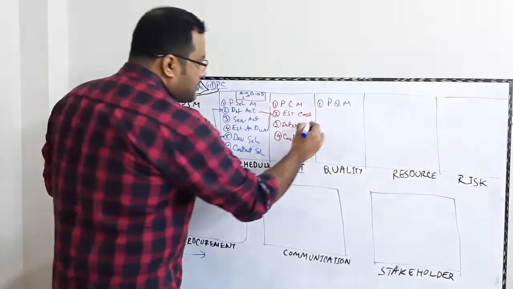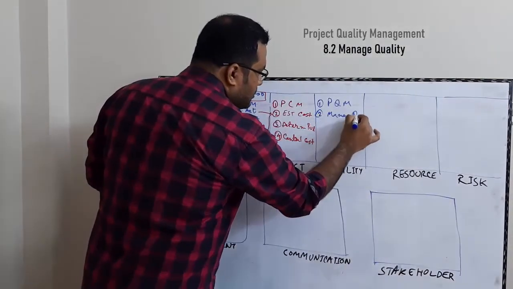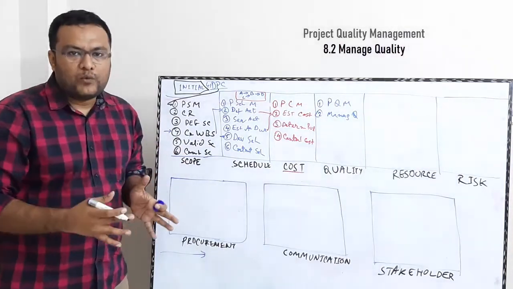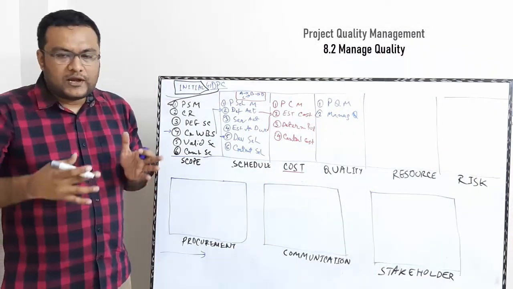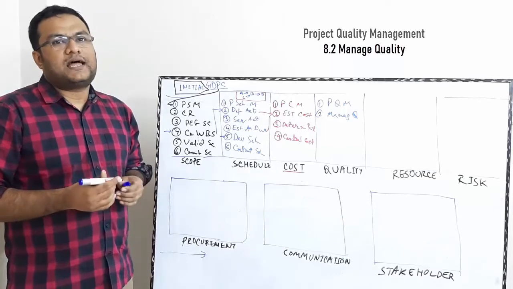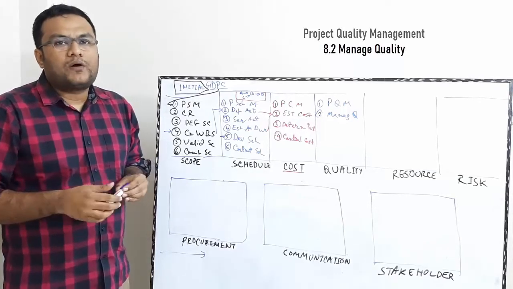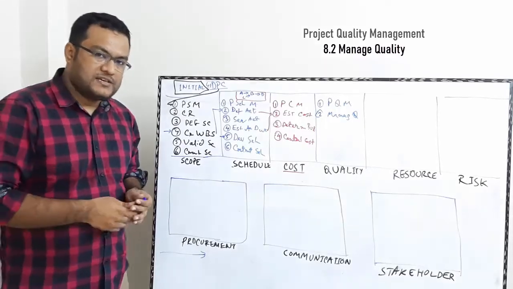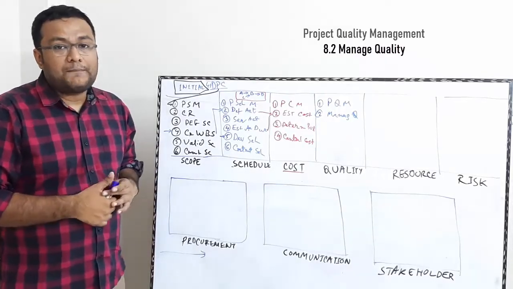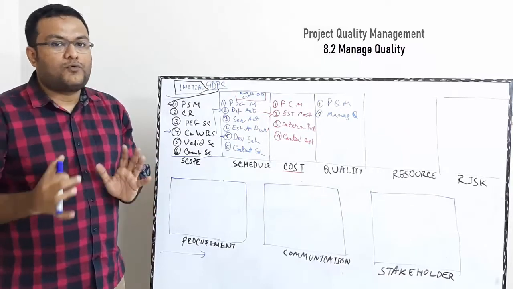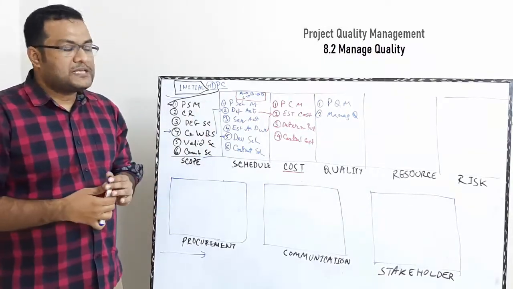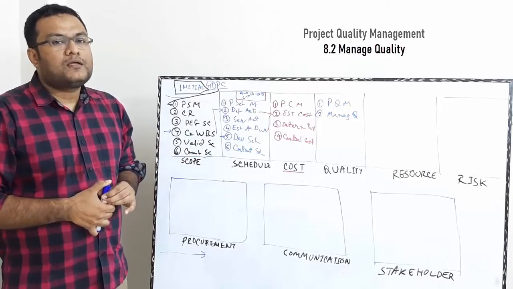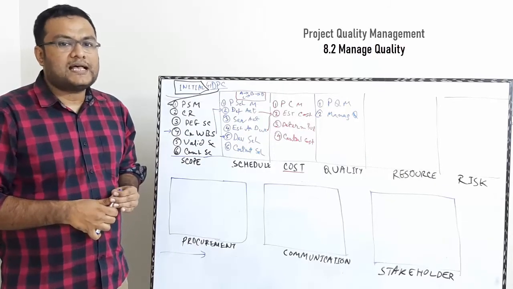So number 2 process, manage quality, talks about managing the quality as per plan while working. Suppose if you have said that while working on the field, an engineer must have a safety cap. So that's a quality management, which we call sort of quality assurance. So this managed quality is answering the questions, are we executing the work as per the plan?